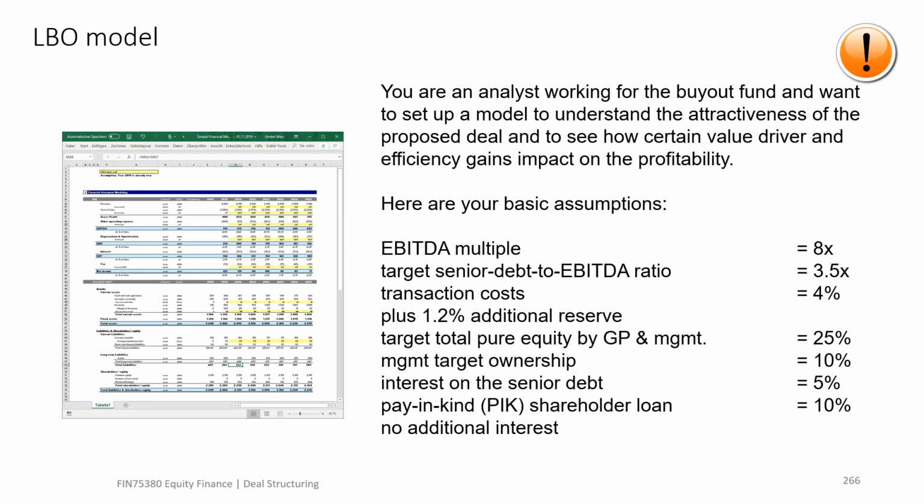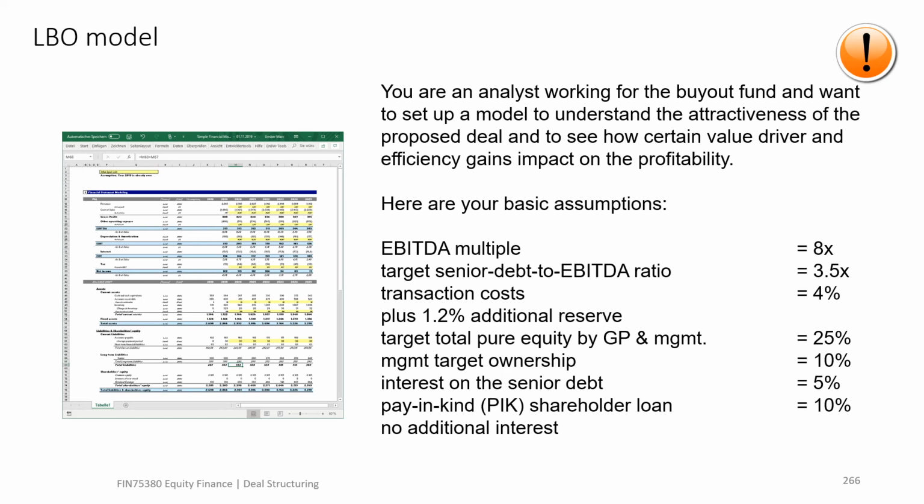We have a proposed LBO transaction and we want to see how attractive this company is as a target and how certain value drivers and efficiency gains impact on the profitability. Here are the basic assumptions to model our LBO. We assume an EBITDA multiple of 8, a target senior debt to equity ratio of 3.5. We will assume that there will be transaction costs in the amount of 4% of the total funding, plus an extra 1.2% of additional reserve.